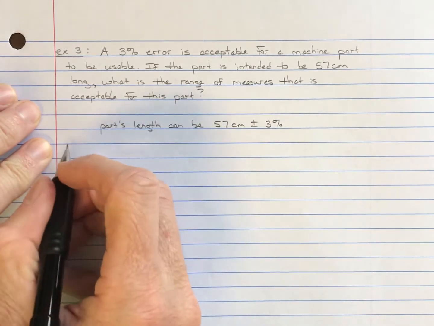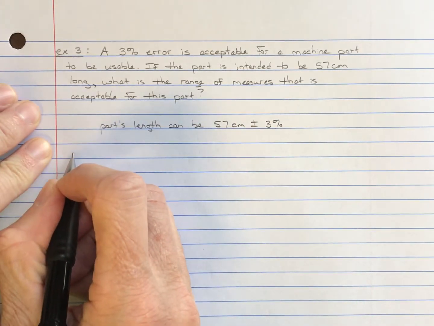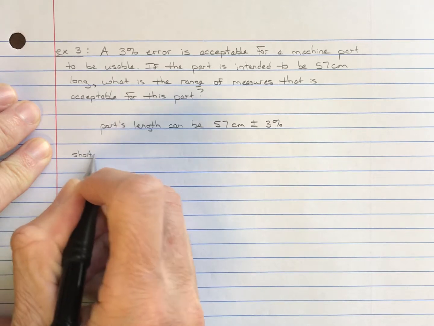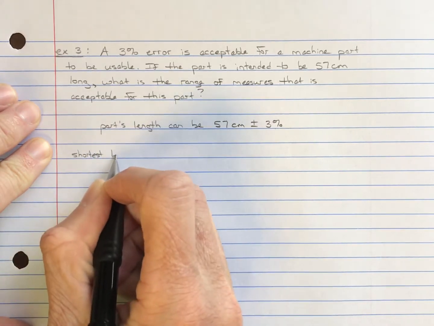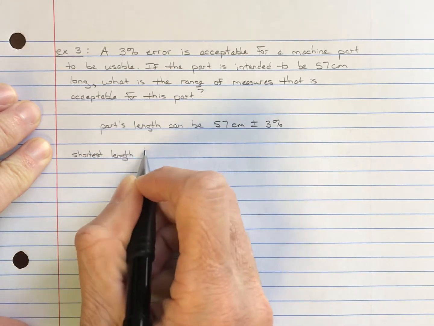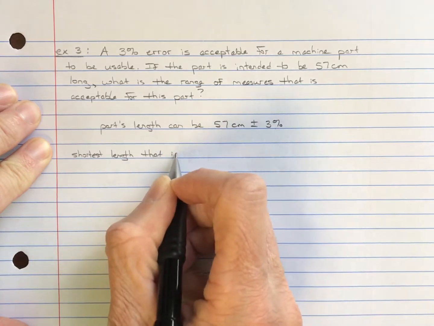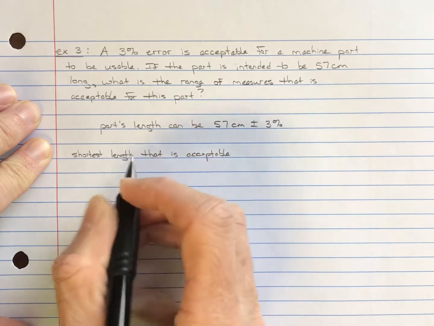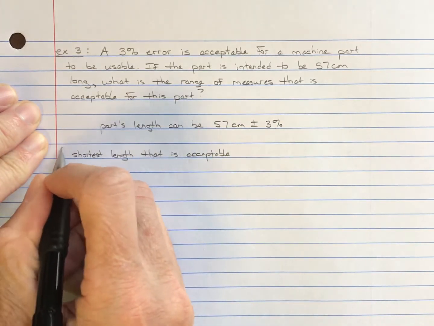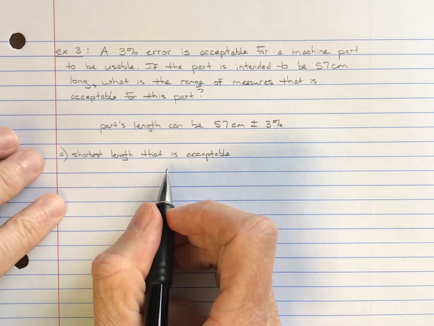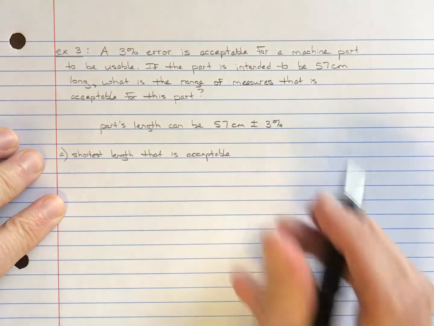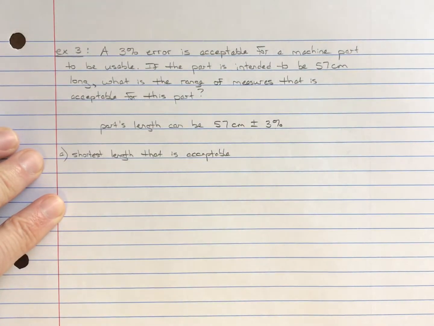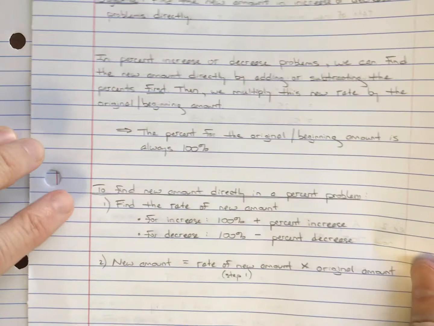Range. So let's take a look first at the smallest or the shortest length that is acceptable. Okay, I'll put an A there. Shortest length that is acceptable. Okay, well, we'll go back to what we saw before. We're going to deal with a decrease.